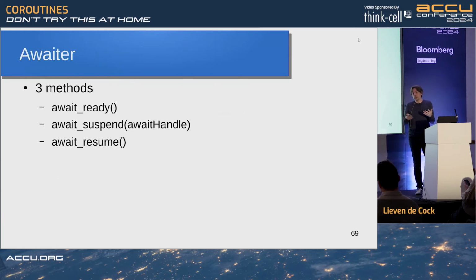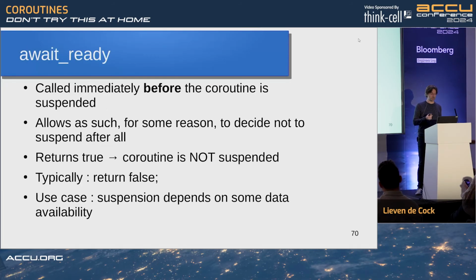Now, an awaiter, it's like the promise type. It's a concept. It needs to have three methods: await_ready, await_suspend, and await_resume. The first one, await_ready, is called by the compiler, by the C++ coroutine ecosystem, the moment before the coroutine is suspended. So it's not suspended yet, it's about to suspend. And just before this is happening, await_ready is called. This allows us to do stuff just before the suspension. Interesting stuff, maybe non-interesting stuff. And it needs to return a Boolean value.